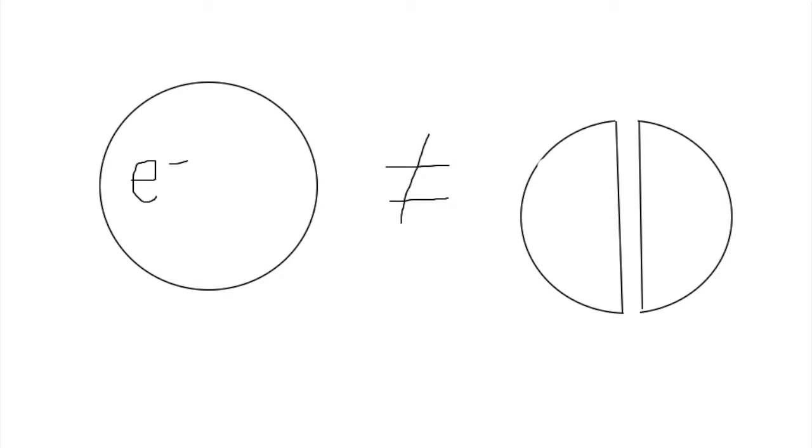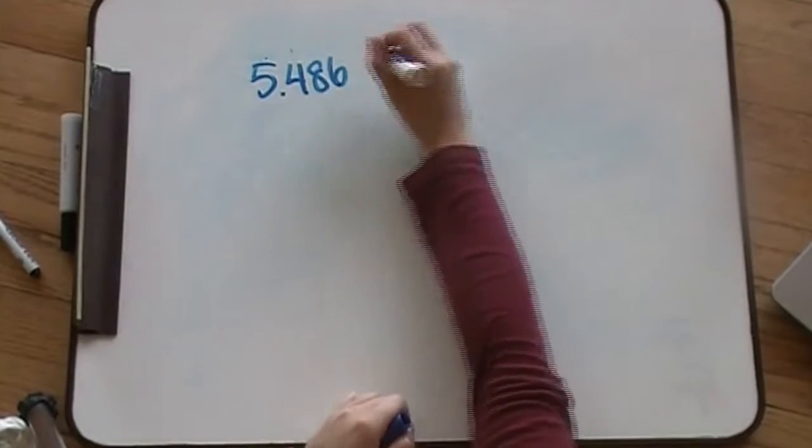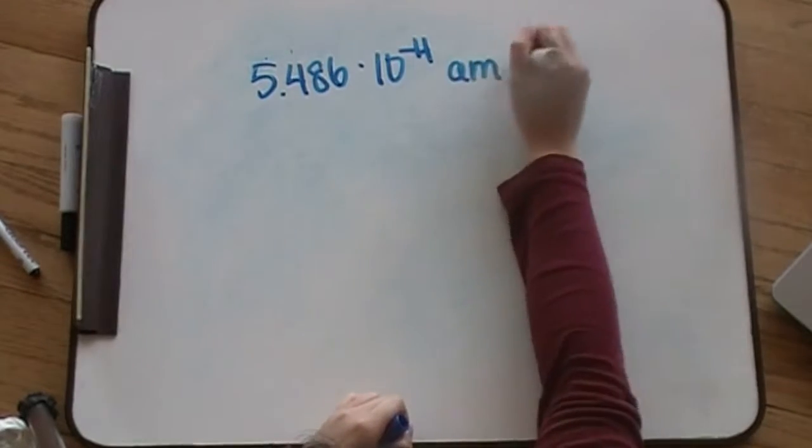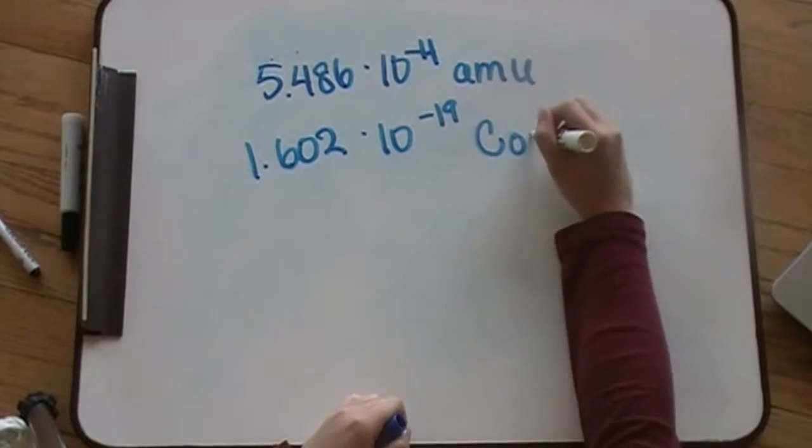Electrons are subatomic particles that cannot be divided by natural means. They were discovered by J.J. Thomson in 1897. Using his cathode ray tube experiment, Thomson was able to measure the charge and the mass of an electron. These values have been refined over time, and today we accept that it's 5.486 times 10 to the negative 4 AMU as the mass of an electron, and 1.602 times 10 to the negative 19 coulombs as the charge of an electron.